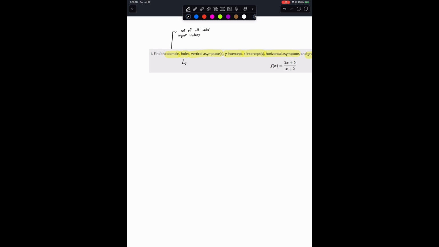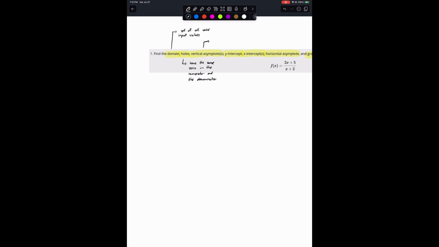A hole happens when you have the same zero in the numerator and the denominator. So the factor appears twice. Even if they cancel each other out most of the time, it is still a discontinuity. But instead of being a vertical asymptote, which is much more jarring, it's just a hole. So you draw your graph, and then right at that x, you draw an open circle.